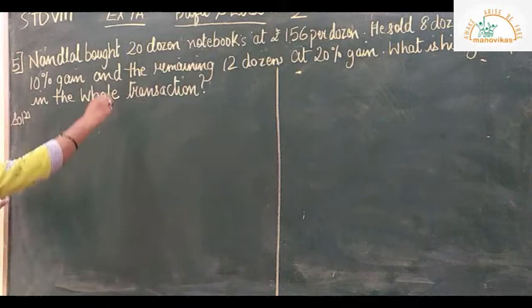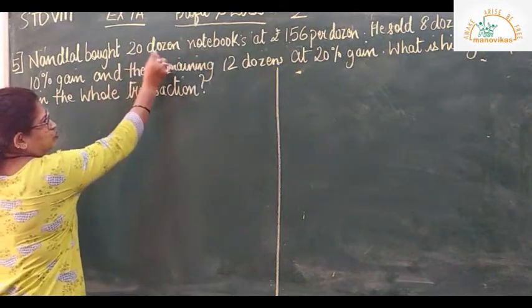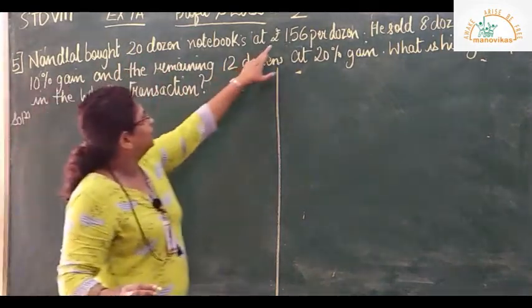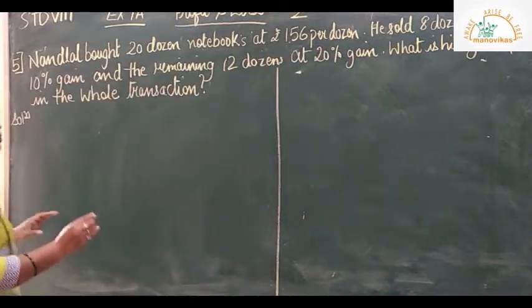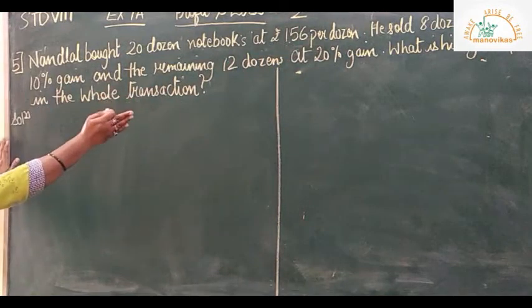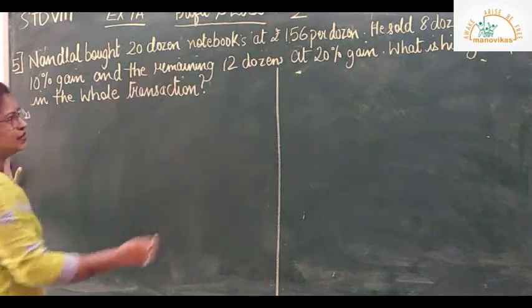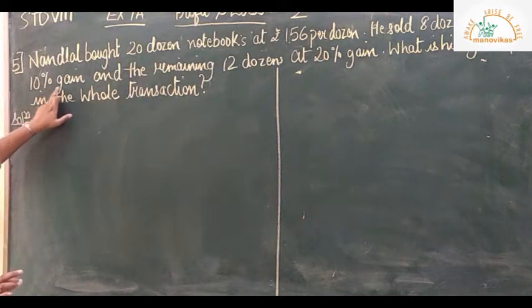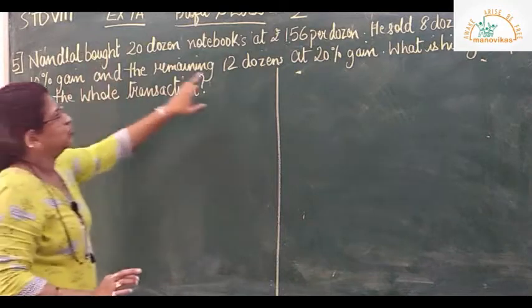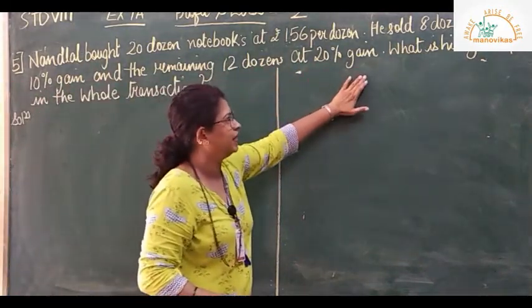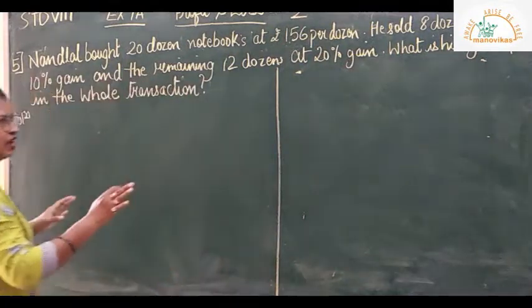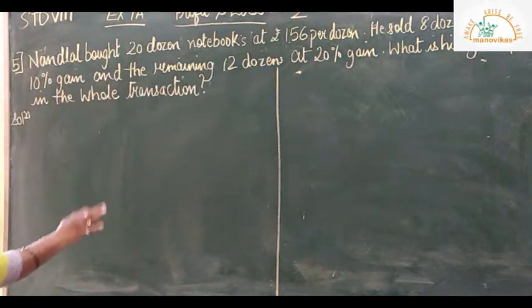So he's purchased a total of 20 dozen books at the rate of 156 per dozen. Now when he sold the books, he sold 8 dozen for 10% gain and 12 dozen books for 20% gain. Now we have to find the gain percent in the whole transaction.